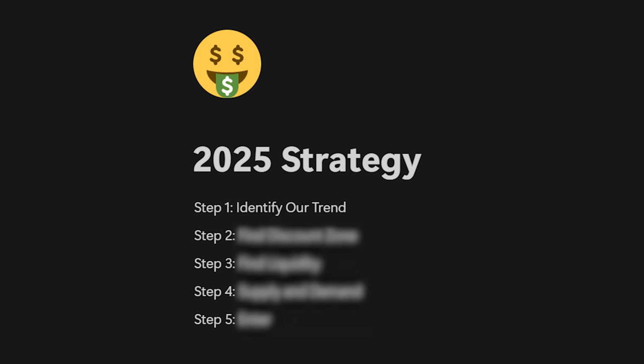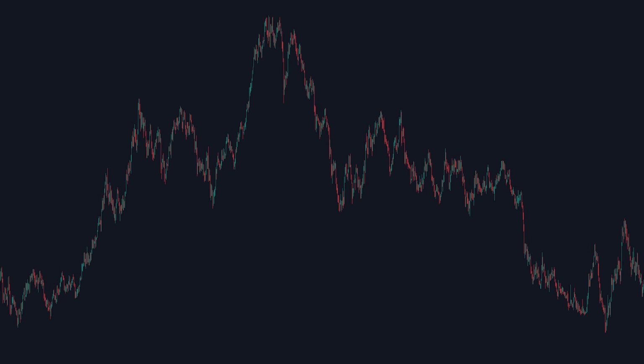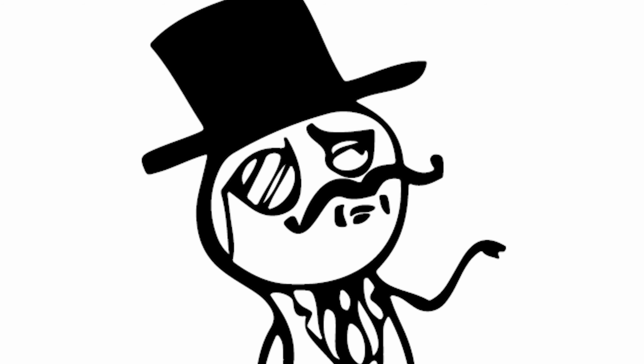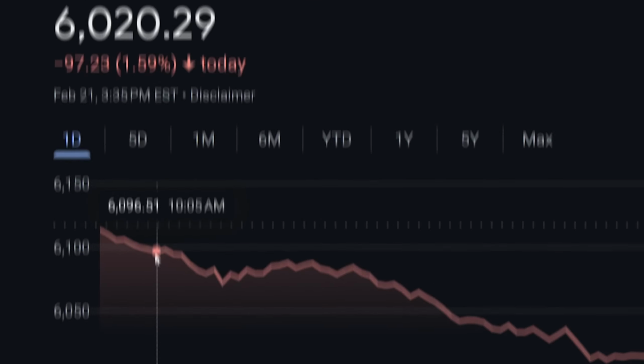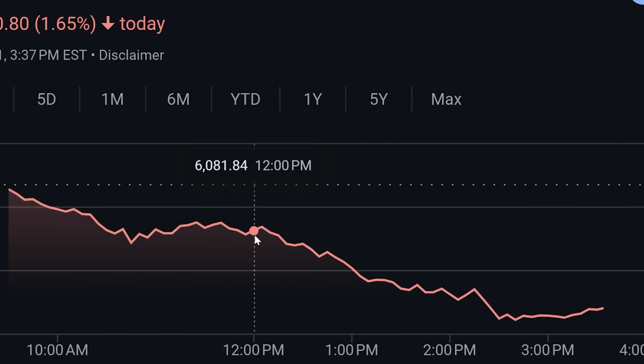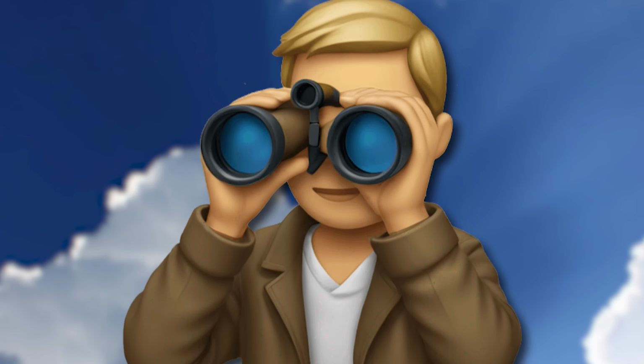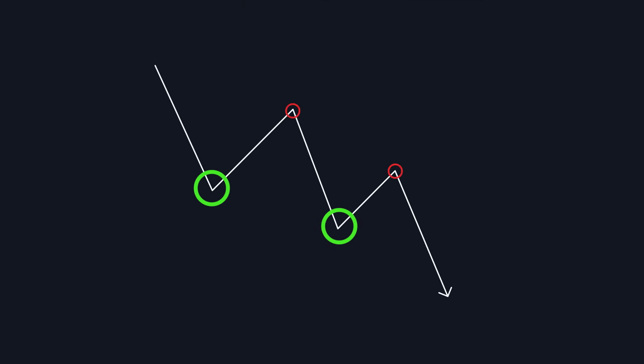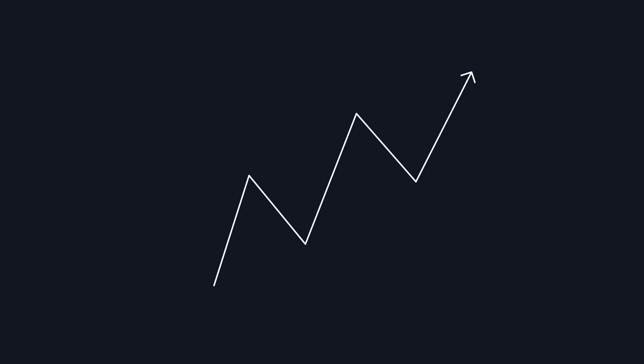Now watch this. The first step of our strategy is to identify our trend. The market is filled with uptrends and downtrends. Our job as a successful trader is to identify these trends and make sure we're trading with them and not against them. This will usually be pretty easy to spot. If a chart is making lower lows and lower highs, it's a downtrend. If the chart is making higher lows and higher highs, it's an uptrend.